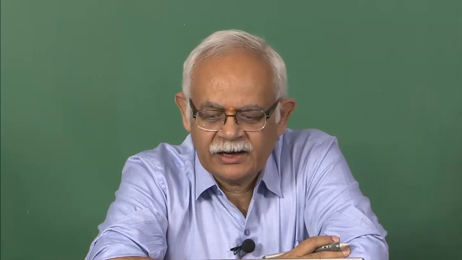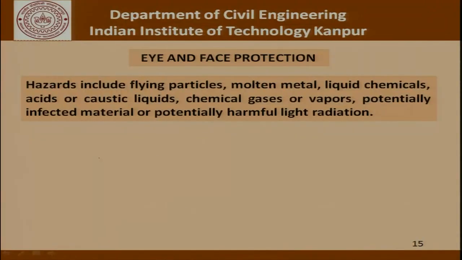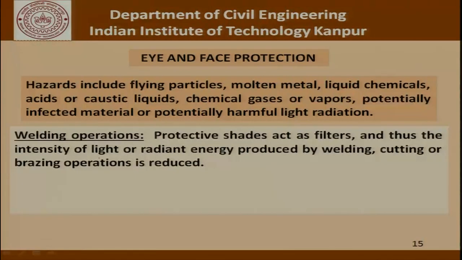Now coming to the eye and face protection, the hazards include flying particles, molten metal, liquid chemicals, acids or caustic liquids, chemical gases or vapors, potentially infected material or potentially harmful light radiation. What specific examples of this could be welding operations, where protective shades act as filters, and thus the intensity of light or radiant energy produced by welding, cutting or brazing operations is reduced. So this is how we try to protect the eyes in a welding operation.